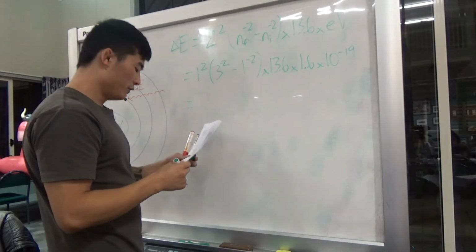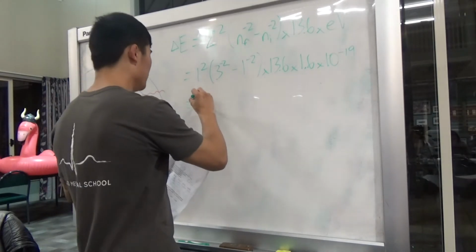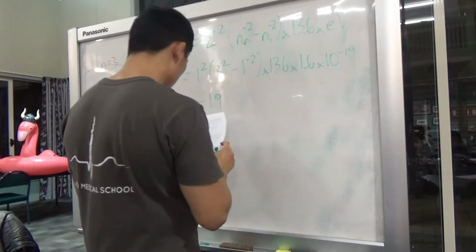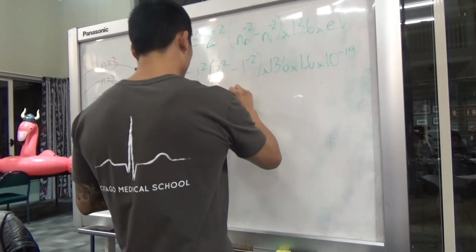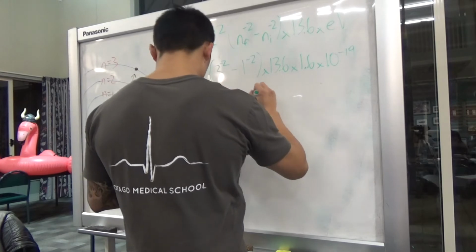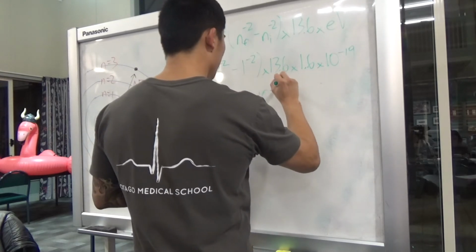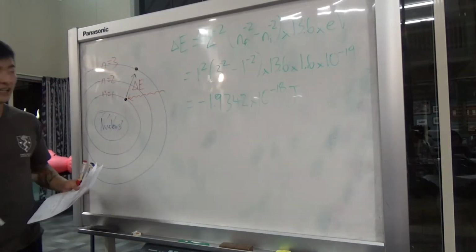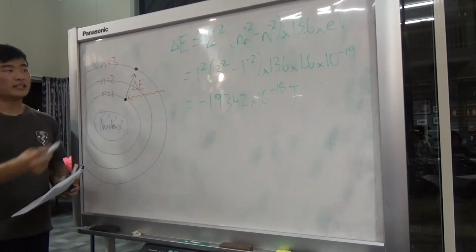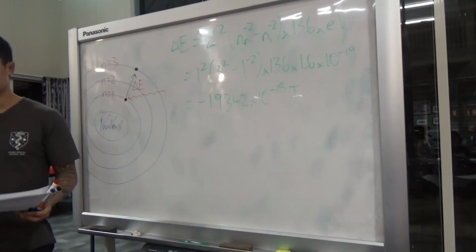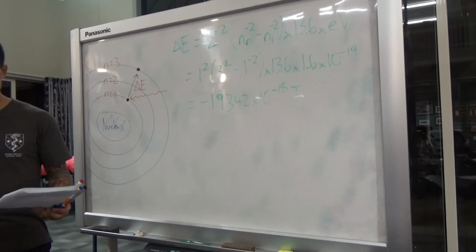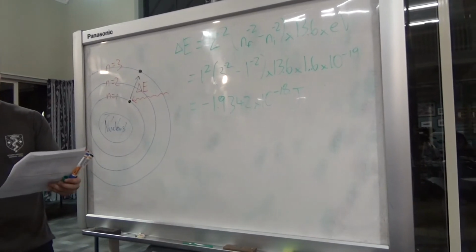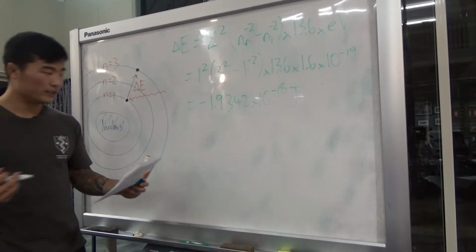And that will give you a negative number, 1.9342 times 10 to the -18 joules. Okay, so that's our difference in energy, and that's going to be equal to the energy of the photon that was absorbed. Now, if we know the energy of the photon, we can figure out the wavelength.